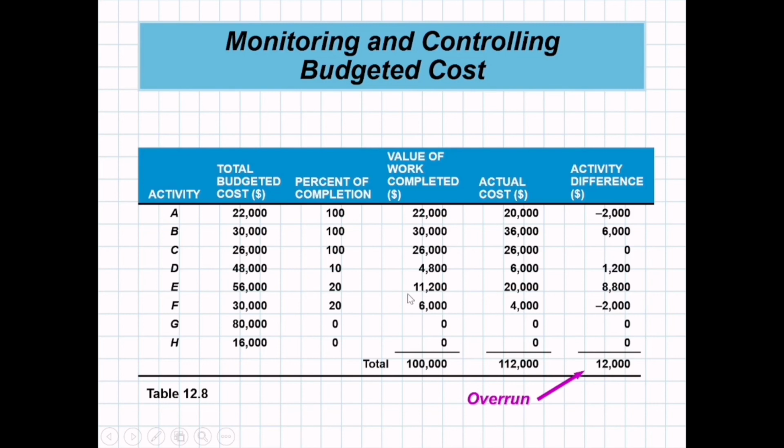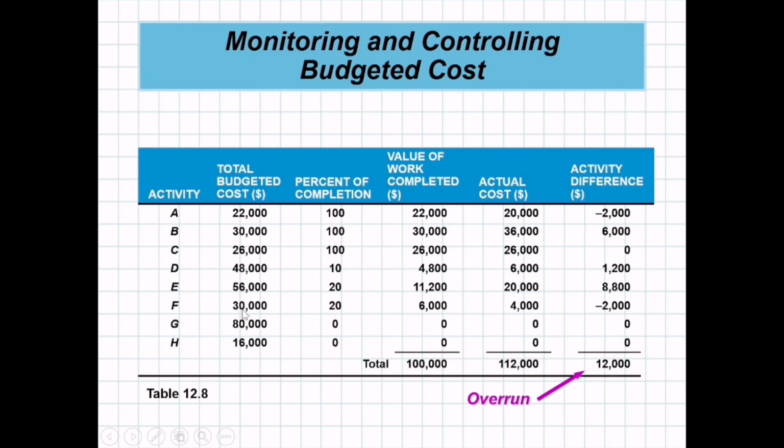For activity E, the budget is 56,000, and the completion is only 20%. So the value of actual work is 11,200, because 20% of 56,000 is 11,200. But the actual cost is already 20,000, meaning we went over by 8,800 from our original budget, when 20% of 56,000 should only be 11,200.